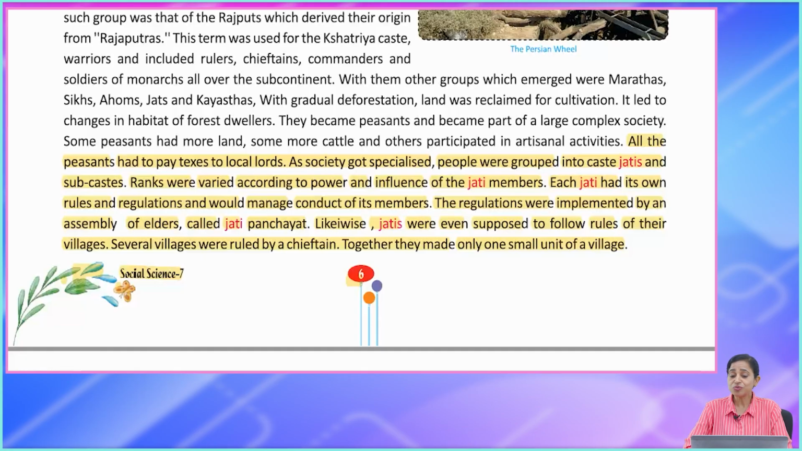Likewise, jatis were supposed to follow rules of their villages. Several villages were ruled by a chieftain. Together, they made only one small unit of a village. So each panchayat had its own rules, and the villagers had to follow those rules. Right, बच्चा?